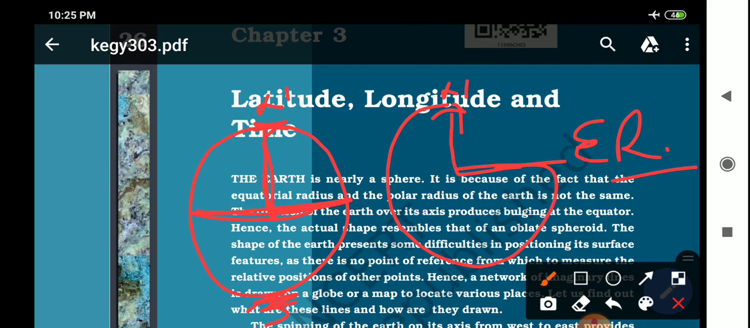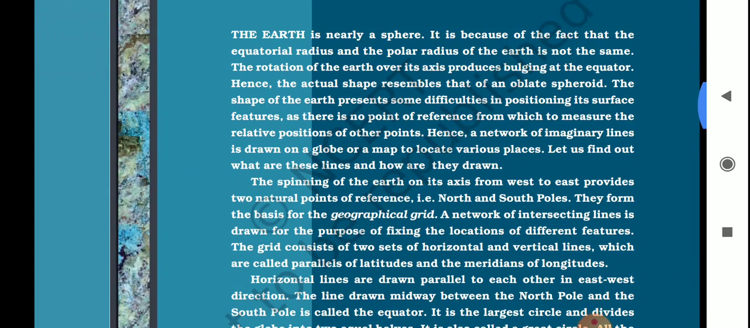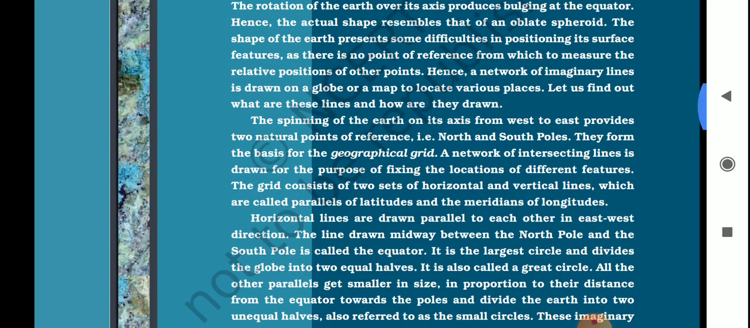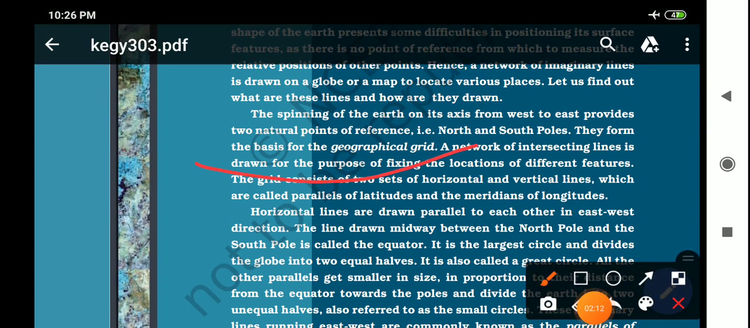If we say the distance of movement from one country to another country, that needs to follow the same standard. That means there is a geographical grid, and that is the concept of latitude and longitude. Latitude and longitude. Clear? So these are the horizontal and vertical lines.